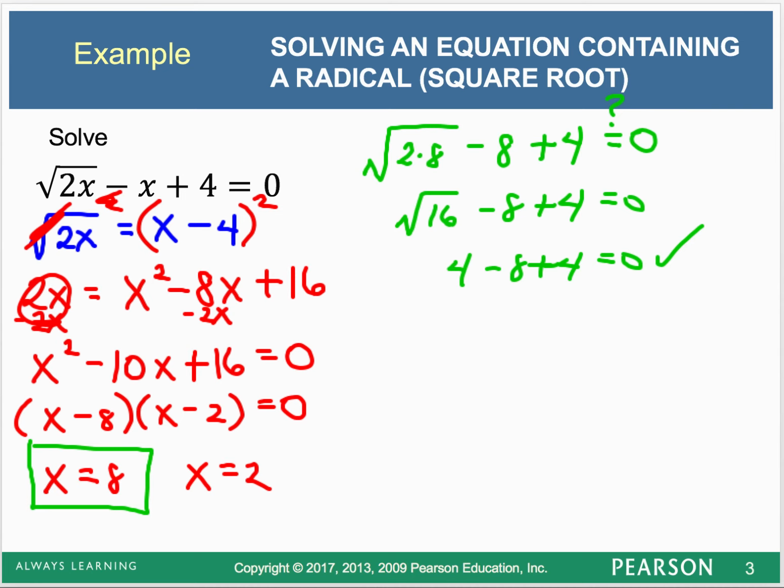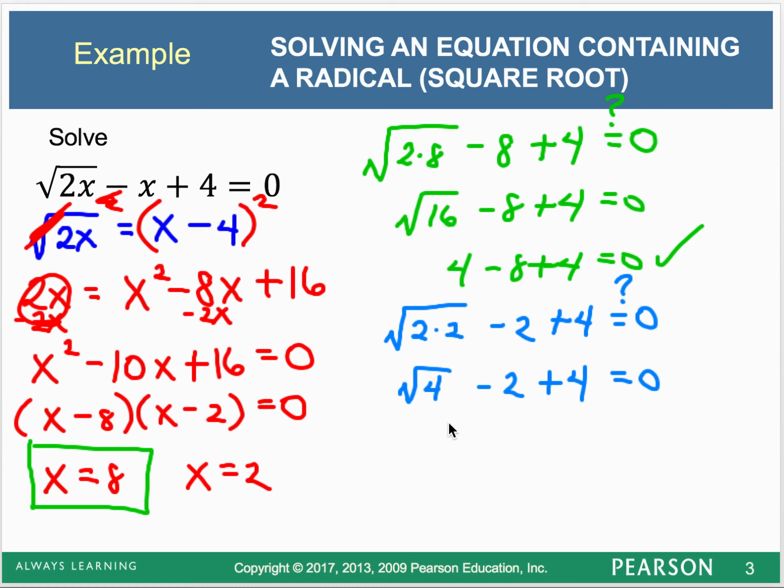Let's try the 2. Okay, so is the square root of 2 times 2 minus 2 plus 4, is that equal to 0 also? Let's see. Square root of 4 minus 2 plus 4, does that equal to 0? Is 2 minus 2 plus 4 equals 0? No, it's not. It's just a coincidence that each of these examples had one answer and one that was not an answer. Okay. They could neither be, or they both might be.